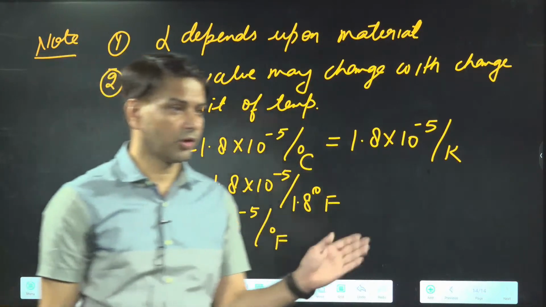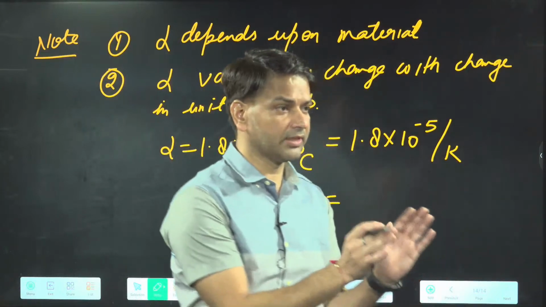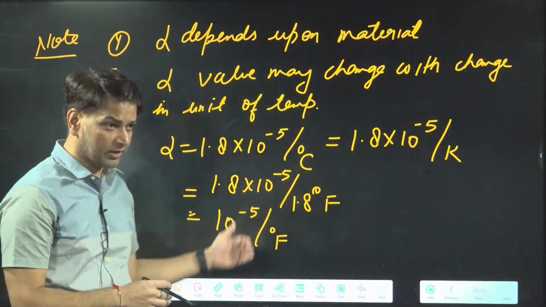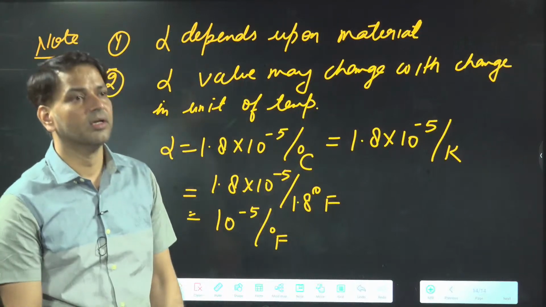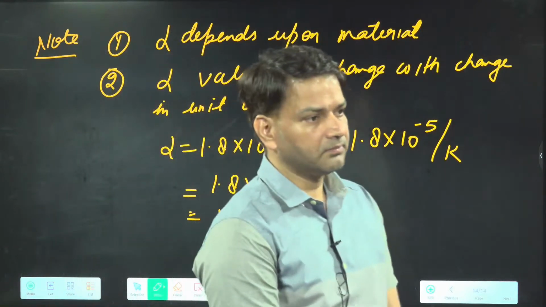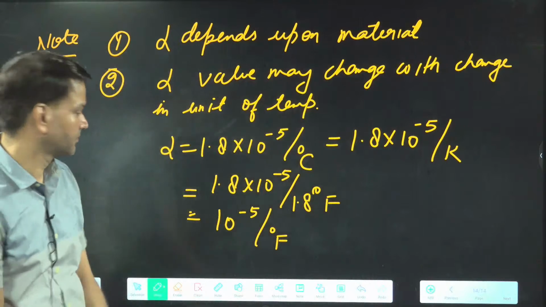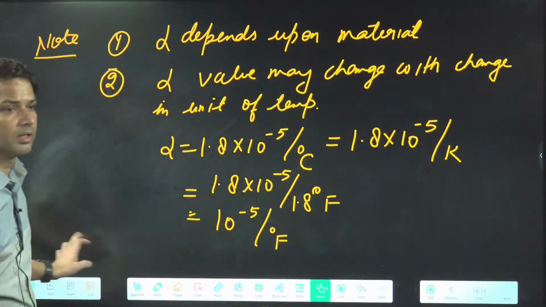So from Celsius to Kelvin, what we have seen, it is same. It is not changing. But when we are using Fahrenheit, it has changed.